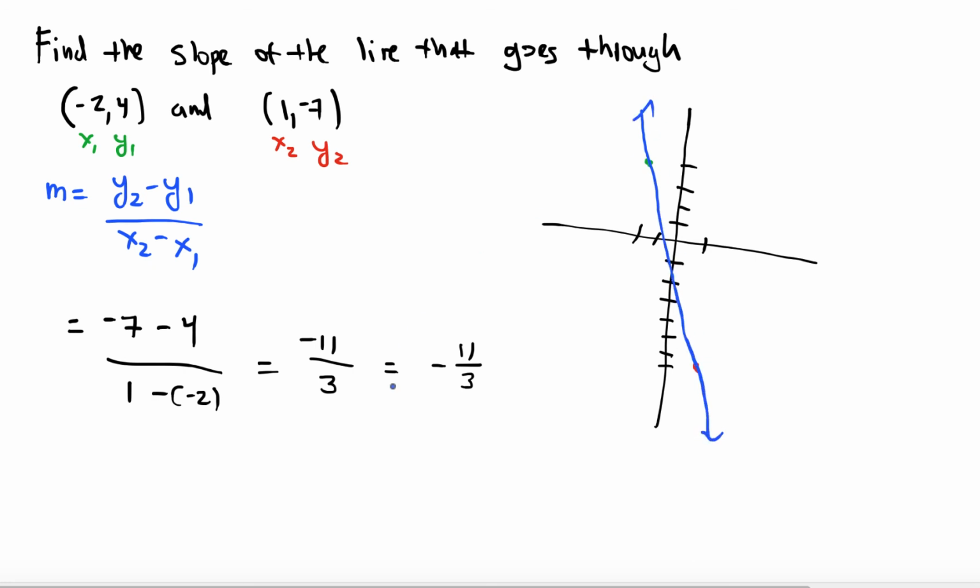So what does the slope of -11/3 mean? It means that we're going to go up 11 units, right? So from this point, we're going to go up 11 units and to the left 3. Or what's the other thing we can do? From this point, we can go down 11 and to the right 3. And that is because the slope is negative. If it was a positive slope, we would go up and to the right.